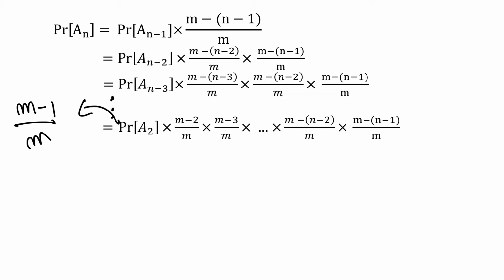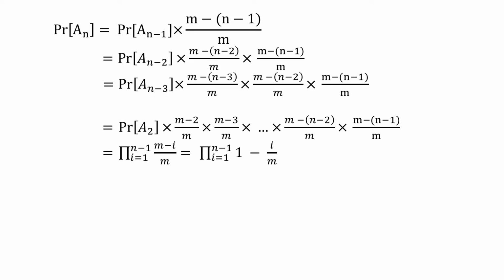In fact, we can write this in a nice expression. We can write this as the product that goes from i to n minus 1 of (m minus i) divided by m, which is the product, and we can divide this by m: m minus i divided by m becomes 1 minus i divided by m.